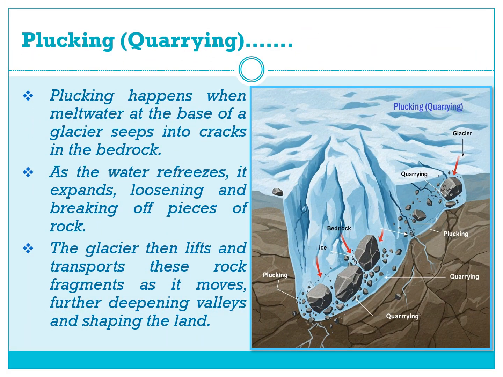Plucking or quarrying. Plucking happens when meltwater at the base of a glacier seeps into cracks in the bedrock. As the water freezes, it expands, loosening and breaking off pieces of rock. The glacier then lifts and transports these rock fragments as it moves, further deepening valleys and shaping the land.